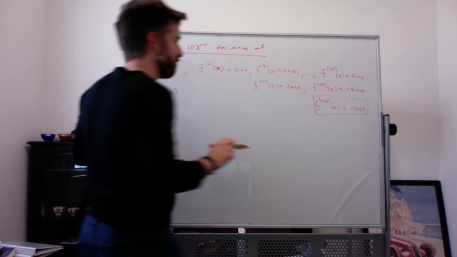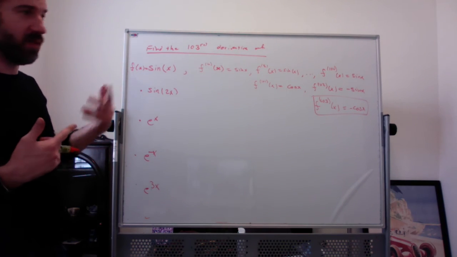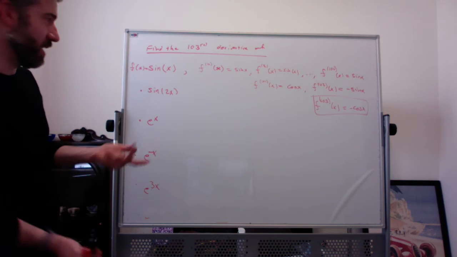So, if you're going to take 103 derivatives, you just take out the biggest multiple of 4, and then there's 3 left over, and you do 3 derivatives of sine.